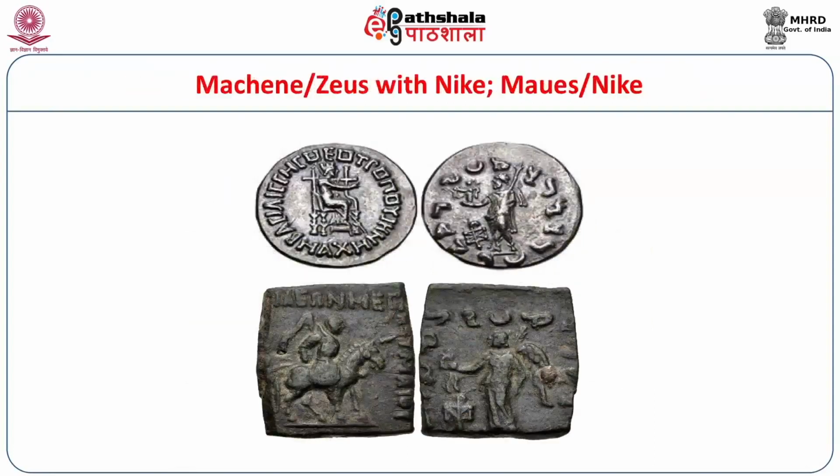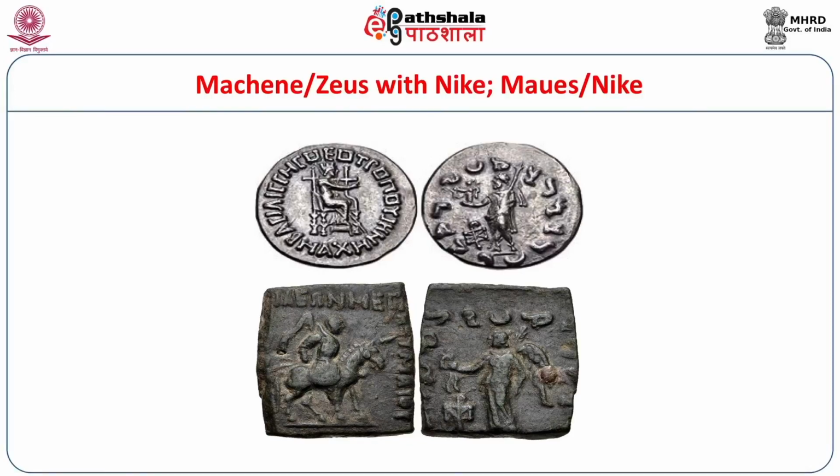A very important and interesting coin type that has been found in the coins of Maues is the representation of Machene. She is sitting on a throne, and on the reverse you have Zeus with Nike. Now, Machene is not an Indo-Greek name, so perhaps she was from some other Scythian family, and the Maues group probably had some kind of matrimonial alliance with Machene. Therefore she is represented on the obverse.